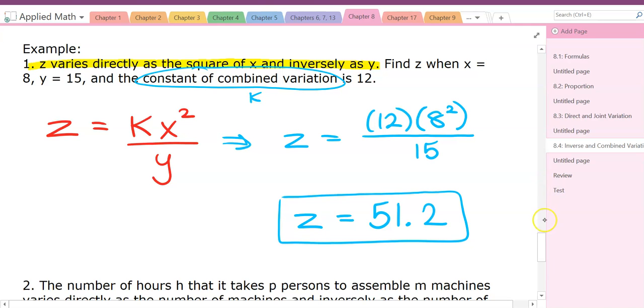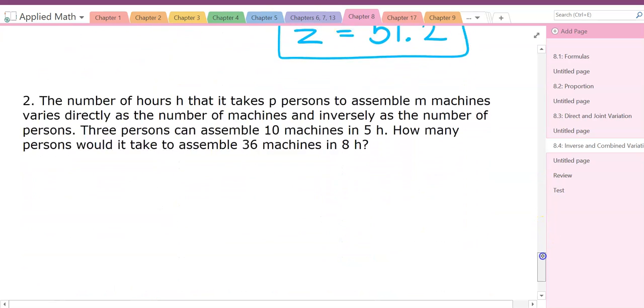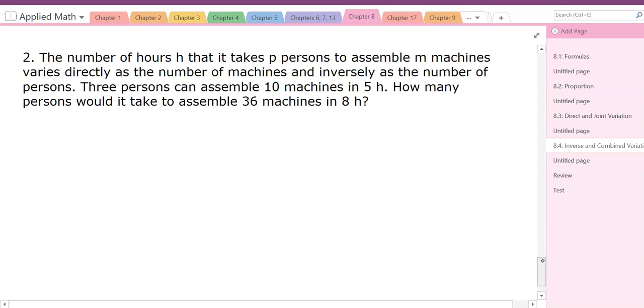Okay, we've got one more here. So we're going back to hours and the amount of time it takes somebody to do something. It says that the number of hours, h, that it takes p persons to assemble m machines varies directly as the number of machines and inversely as the number of persons. This is a lot of words in this first sentence, so I want to look at that first, because this is how you're going to set up your equation. So the number of hours, we're going to use h to represent hours.